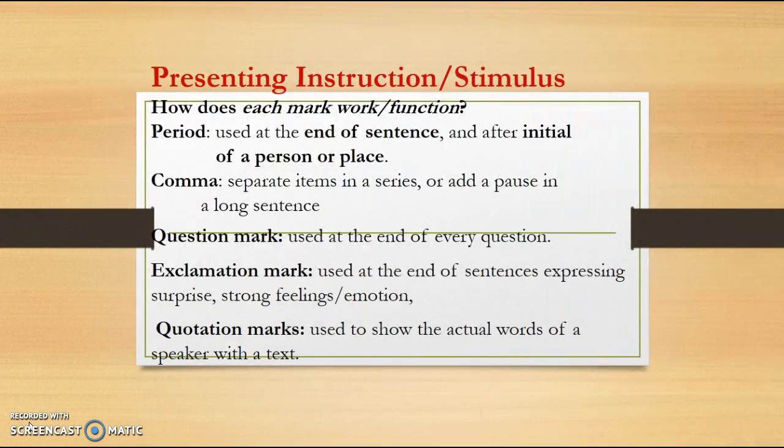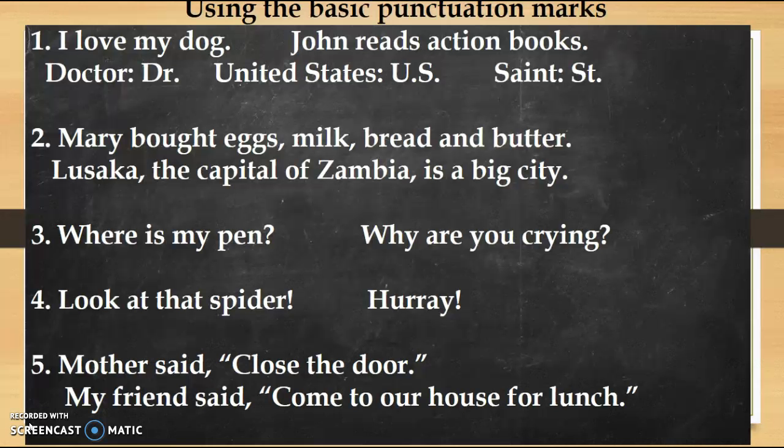How does each mark work or function? The period. Look at the chalkboard. I'm going to be explaining. The period is used to mark the end of a sentence. For example, I love my dog. Or on initials like short form of doctor, we put a full stop, a period. It's also called a full stop, but we are going to be calling it a period. United States, US, and so on and so on.